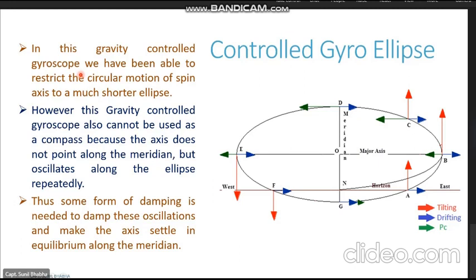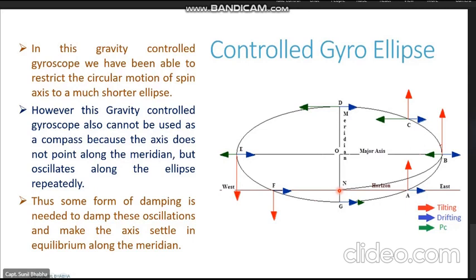However, this gravity controlled gyroscope still cannot be used as a compass because the axis still does not point along the meridian but keeps on oscillating along the elliptical path repeatedly. It is not settled in the meridian. It is going eastward of the meridian, even though it is coming back, then going westward of the meridian, but still not steady and pointing towards the meridian. So it is still not suitable for our use as a direction finding instrument or a gyro compass.